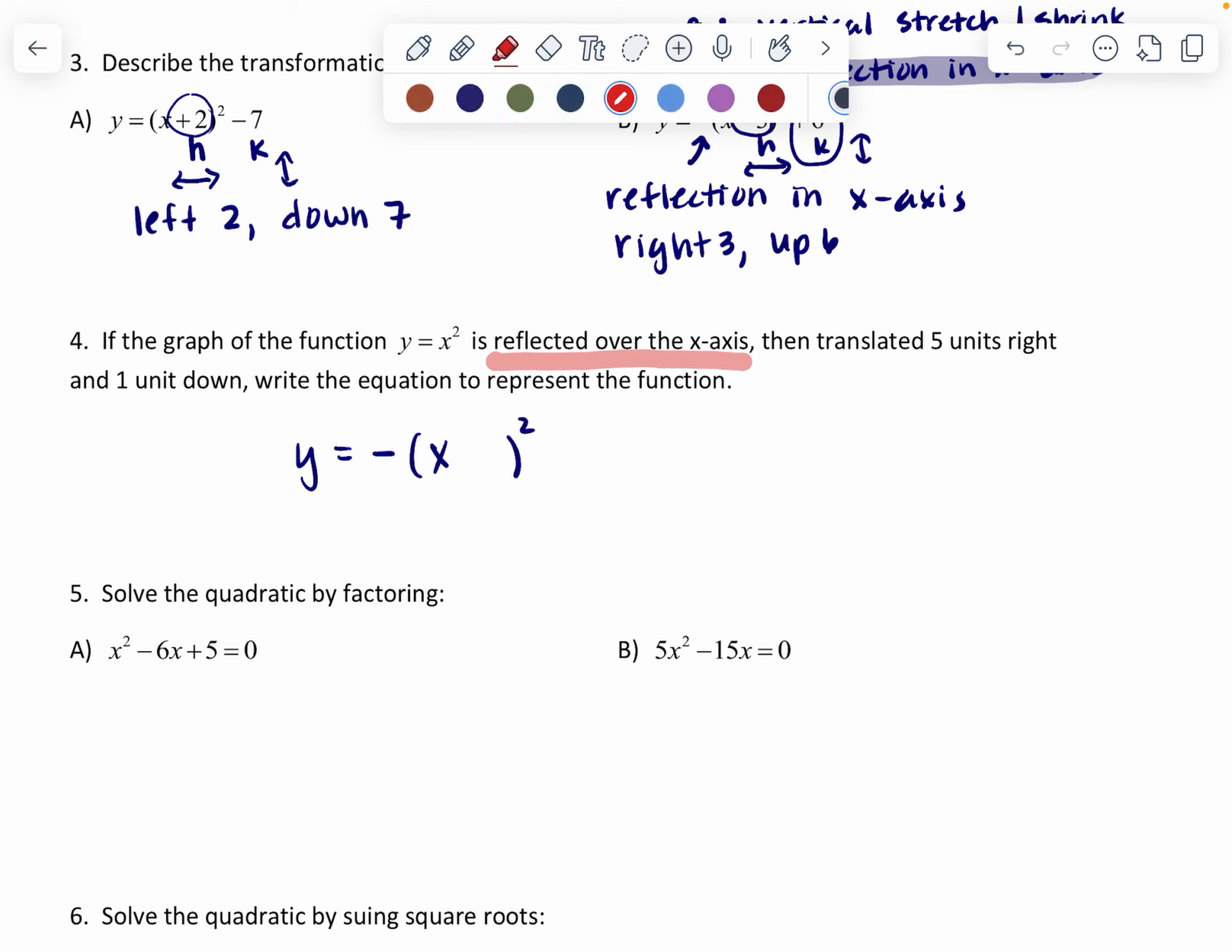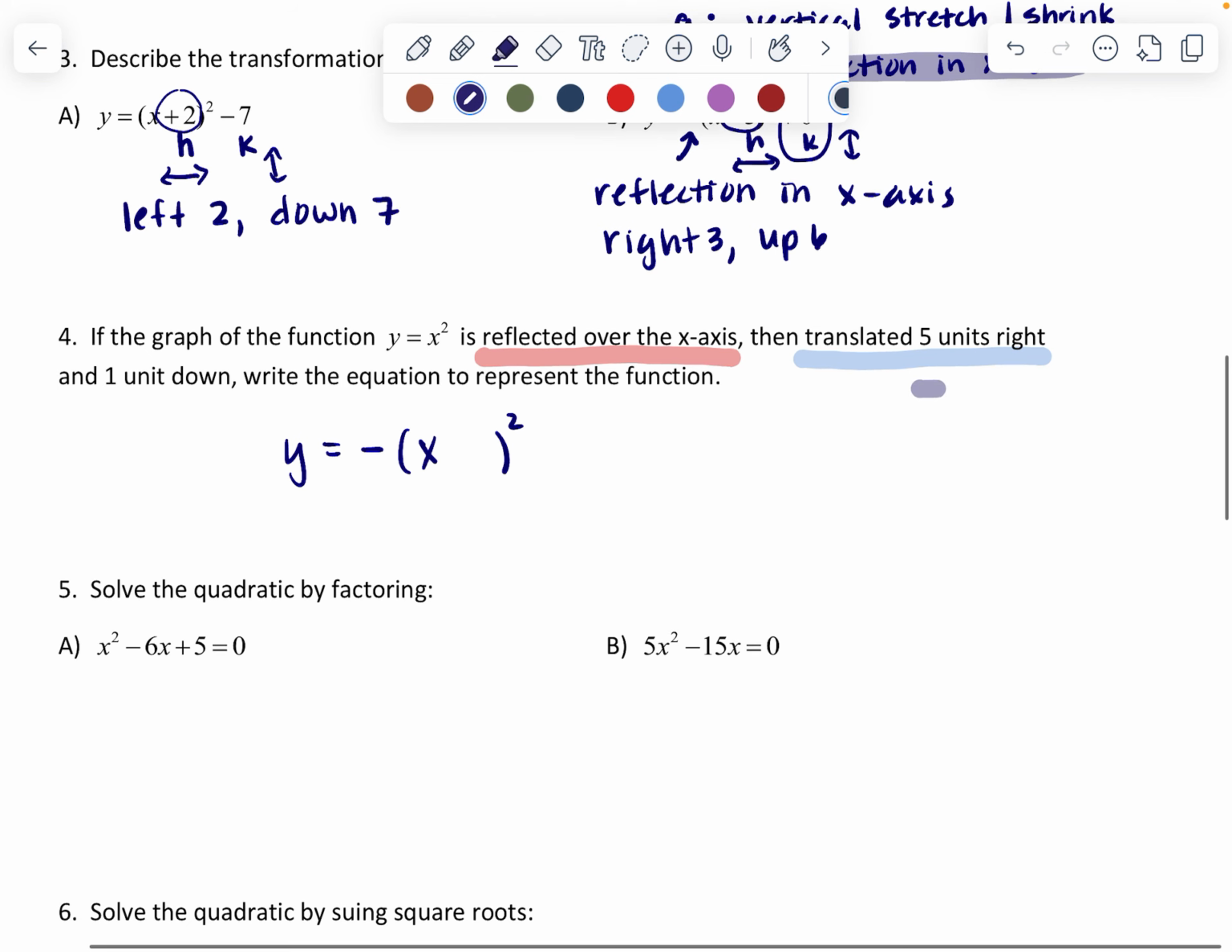It says it's translated 5 units to the right. So your right and left hand movement is going to be on the inside of the parentheses, and it goes against logic. So if it says it's moving to the right, it's actually going to be -5. If it said it's moving to the left, it would be +5.